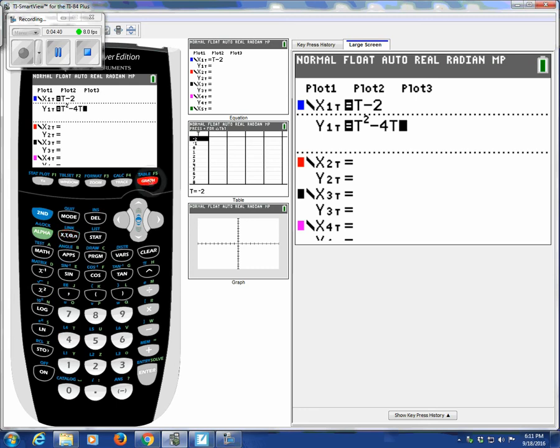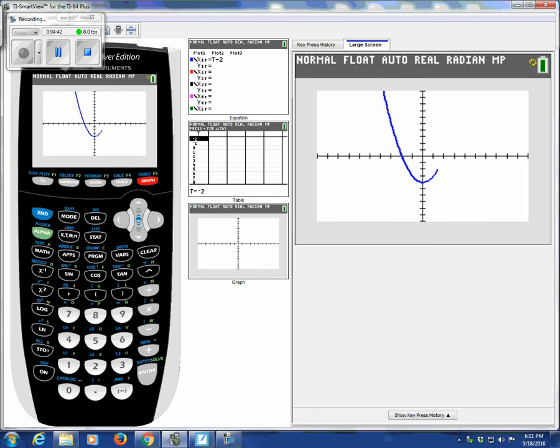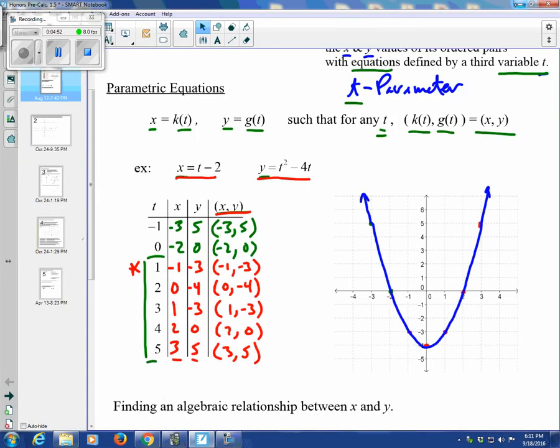And if we press graph now, we're going to see the graph of that parabola that we just got the ordered pairs for on that previous page. Now, in general, parametric equations are used to define shapes on the xy axis. So a lot of times they'll give an interval for t values. So we won't be plugging in every single t value and getting all the ordered pairs that give this parabola.